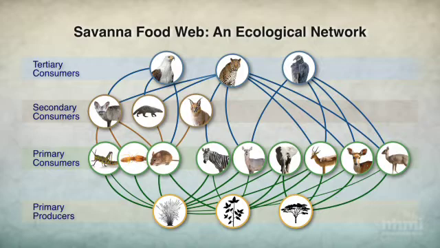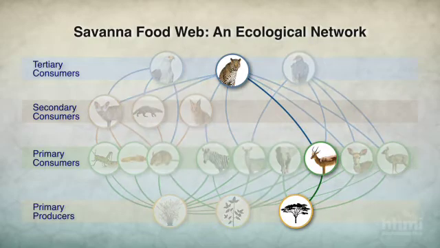So we have plants here at the bottom of the food web, and we have a series of herbivores ranging from small grasshoppers all the way up to elephants, impala, and then we have some intermediate carnivores, and then our top predators at the very top. And each line in this network represents what we call a direct effect, right?